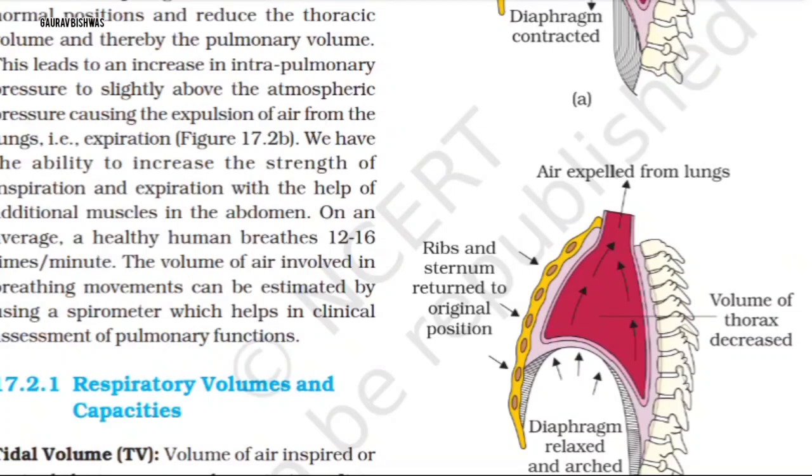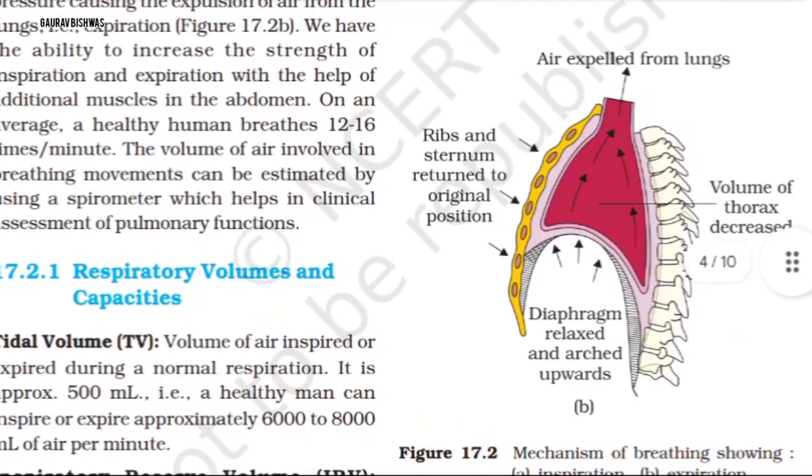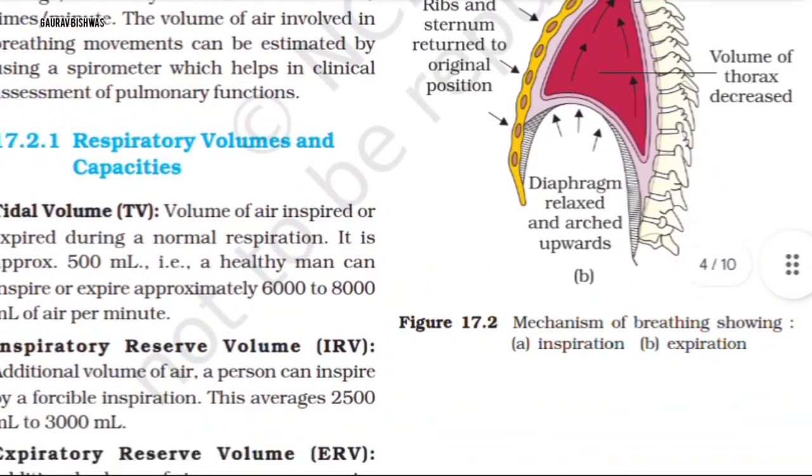We have the ability to increase the strength of inspiration and expiration with the help of additional muscles in the abdomen. On average, a healthy human breathes approximately 12 to 16 times per minute. The volume of air involved in the breathing movement can be estimated using a spirometer, which helps in the clinical assessment of pulmonary functions.